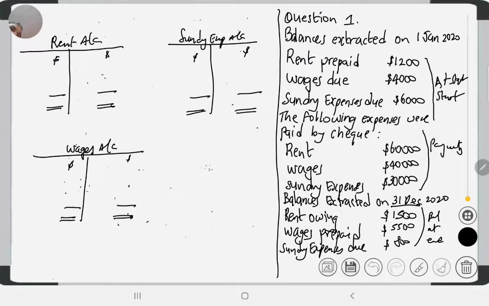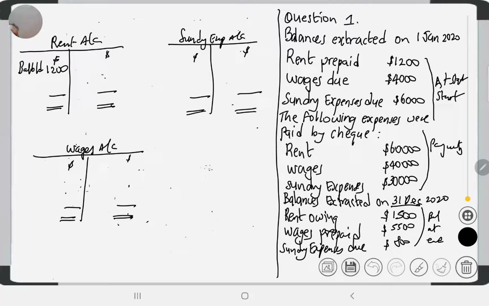Right, prepaid is an asset. Prepaid asset, it is at the start. It will be recorded on the debit side in the rent account. Balance BD, we have 1,200.